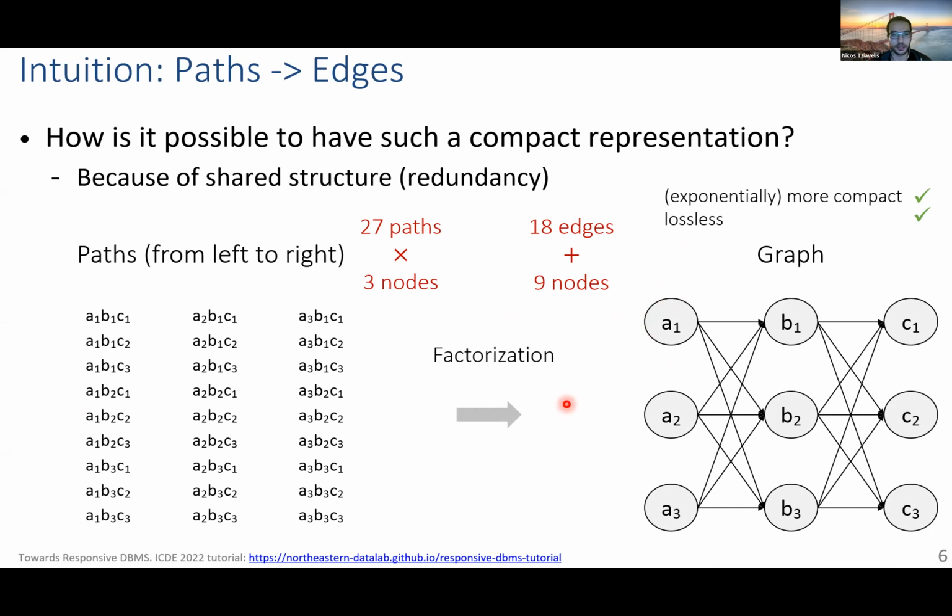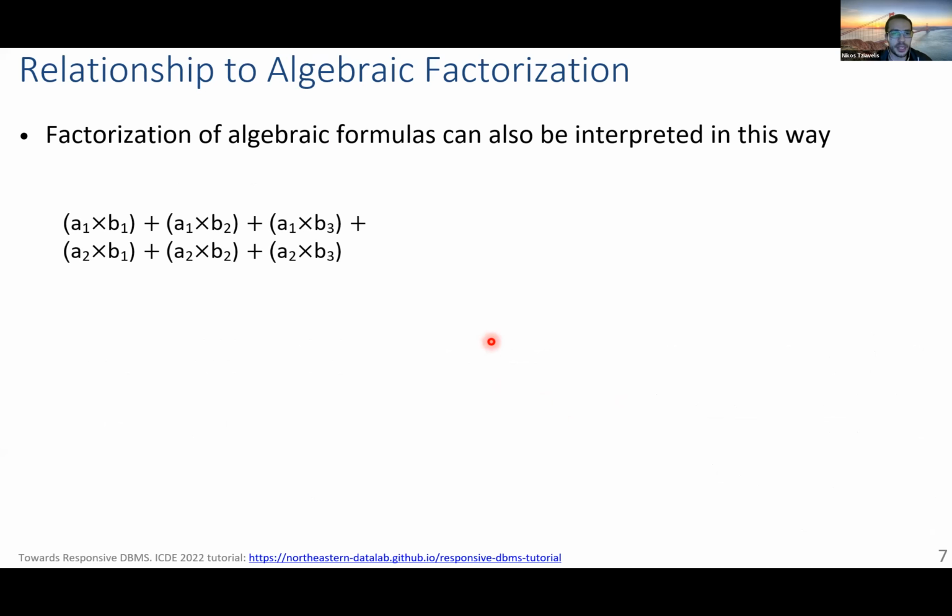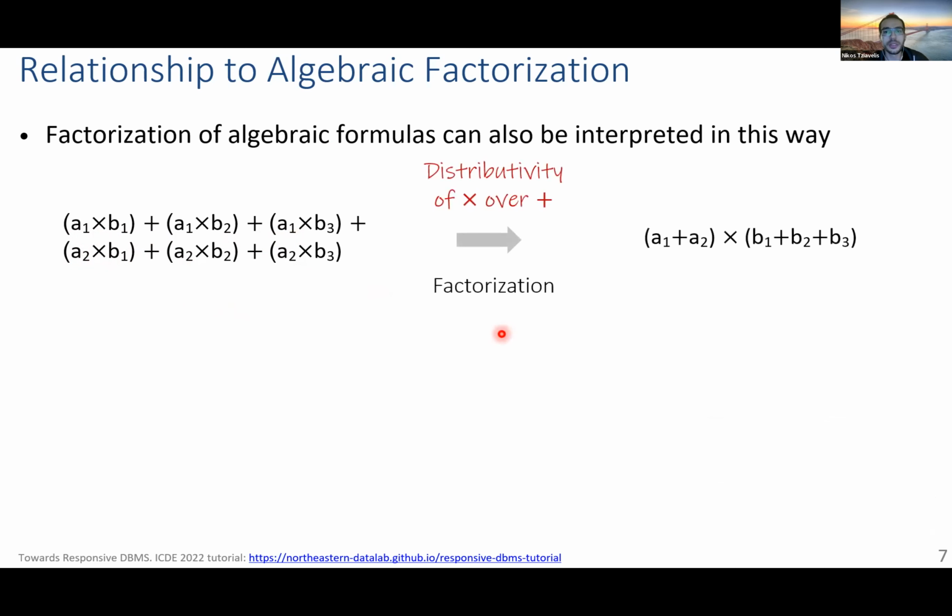As I hinted also in the introduction, there's a relationship between this and algebraic factorization of expressions. So, for example, here's an expression which has product and sum. And if you notice here, we have A1 appearing 3 times, A2 appearing 3 times. So what we can do is we can factorize it. We can pull out A1 plus A2, and we can rewrite this formula in this compact way.